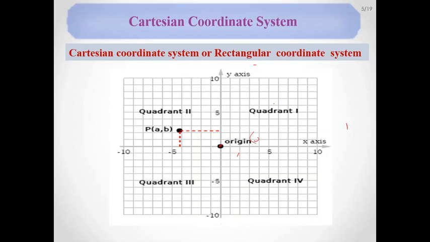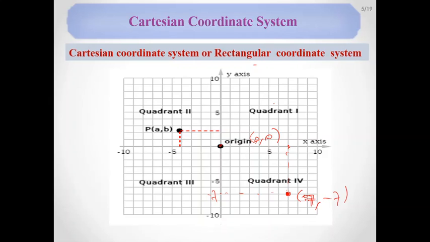So we have 0, 0 here, and any point on the Cartesian system has a coordinate. And how to find a coordinate? When we locate a point, you should be able to tell its x component and y component. It's easy. Like here, 7 for the x component and -7 for the y component.